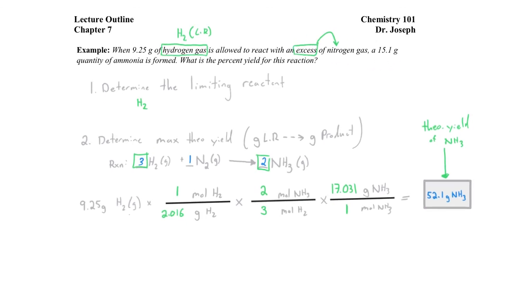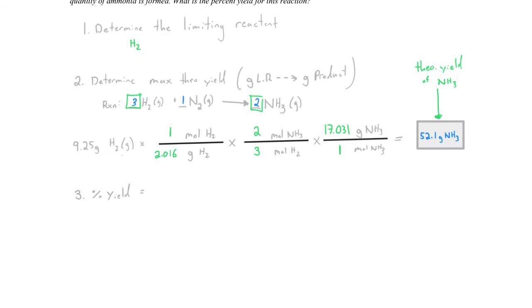Now, we have one more step to complete this problem, and that is to determine the percent yield. We're going to divide the actual yield, which is given to us here as 15.1 grams of ammonia, by the theoretical yield, which is 52.1, and then we will multiply that by 100 to get the percent yield. And if your calculation gave you 29.0%, great job. You determined the percent yield for this reaction.